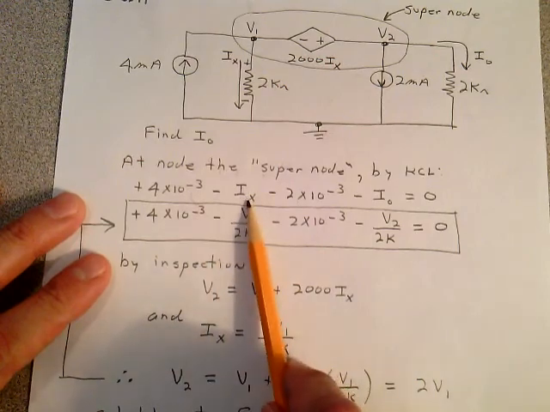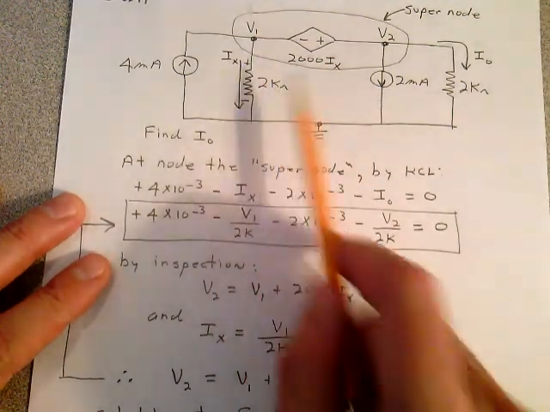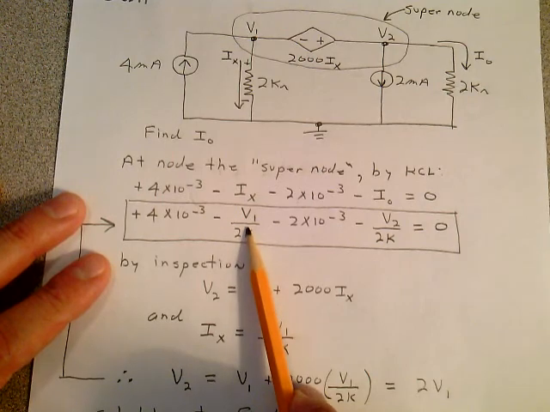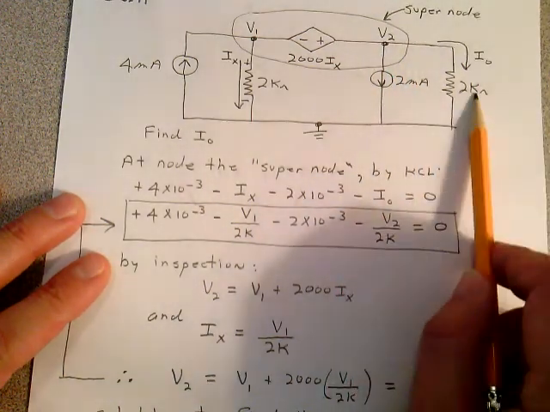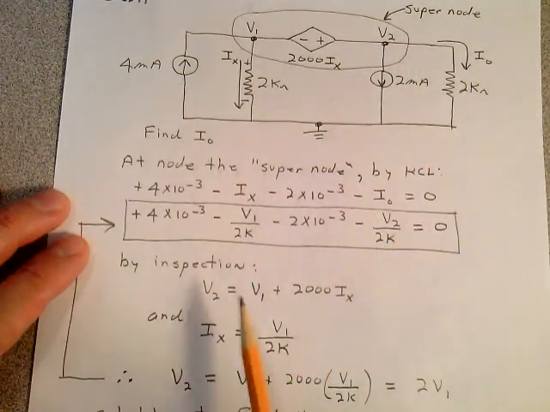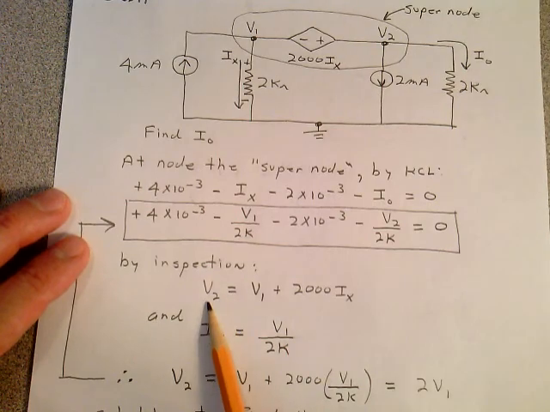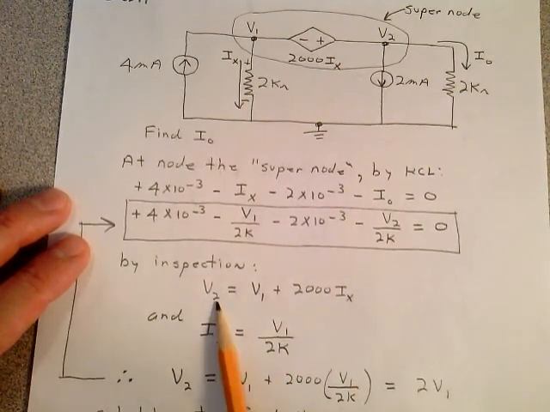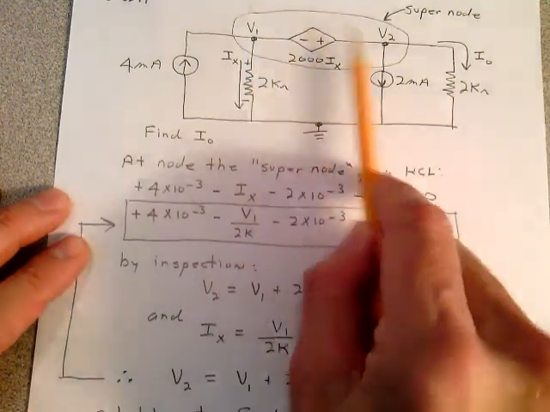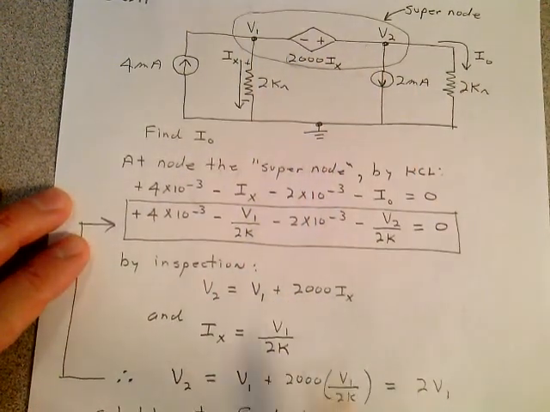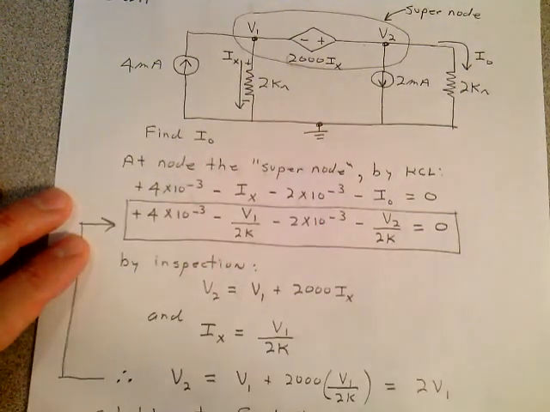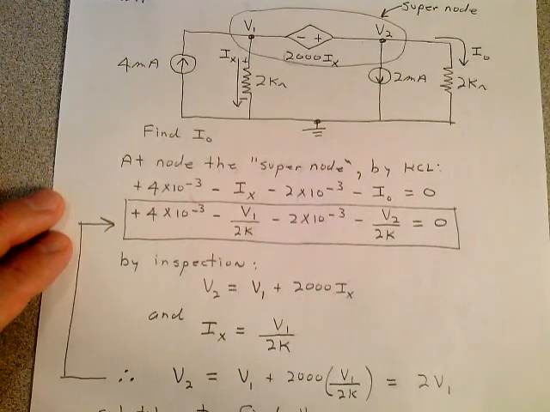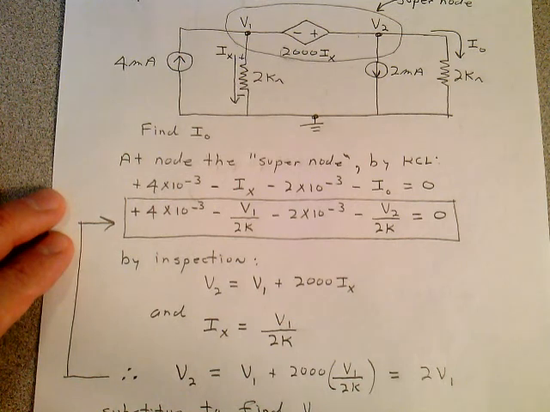Well, what is IX? IX is V1 minus 0 over 2K. What's IO going to be? Well, IO is going to be V2 minus 0 over 2K. And by inspection, you can see how V2 and V1 are related to one another. V2 is just equal to V1 plus this guy, plus 2000 IX. And we already know IX is V1 over 2K. Make a substitution in up here. You just substitute to find V1.